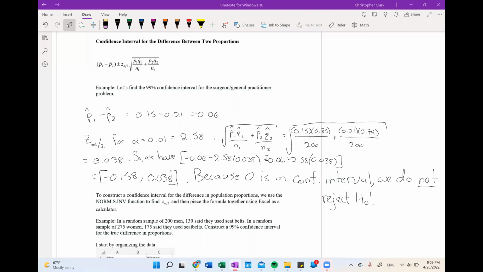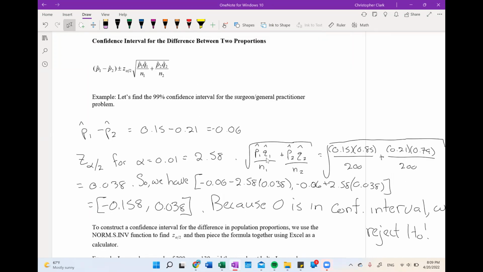All right. So now we're going to talk about the confidence interval for the difference between two proportions. So the general equation looks like what we expect. We've got P1 minus P2, right? They're focused on the difference between them. So, excuse me, P1 hat minus P2 hat plus or minus Z alpha over 2.